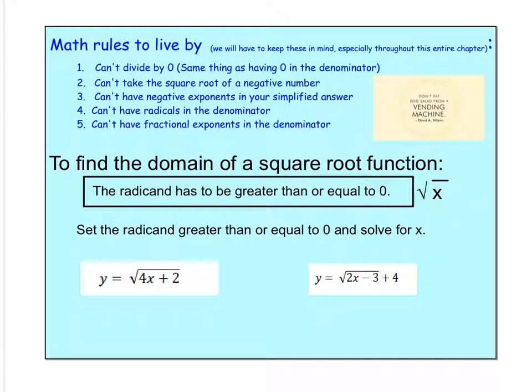So rules to live by. Keep these in mind, a couple things. First off, can't divide by 0. That's a big one. Can't take the square root of a negative number. That's a big one. Negative exponents in simplified answer, you don't have.